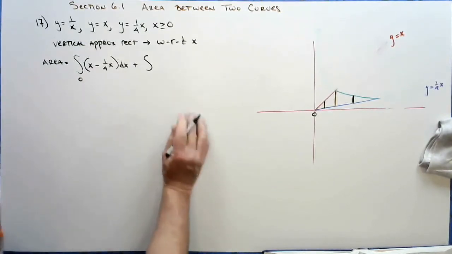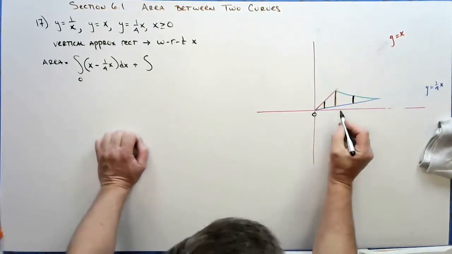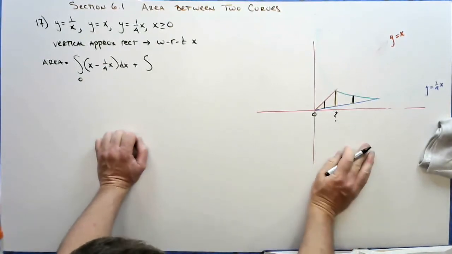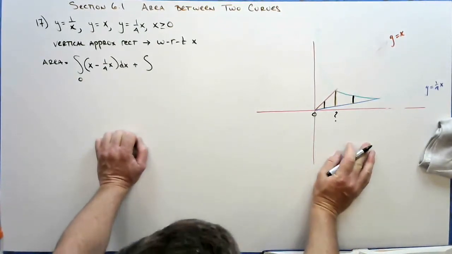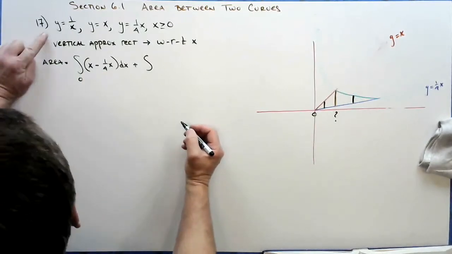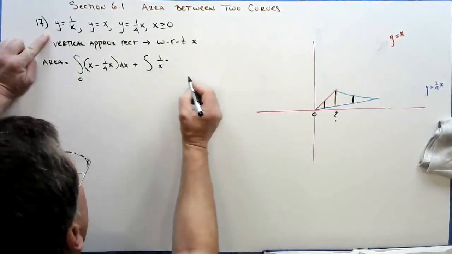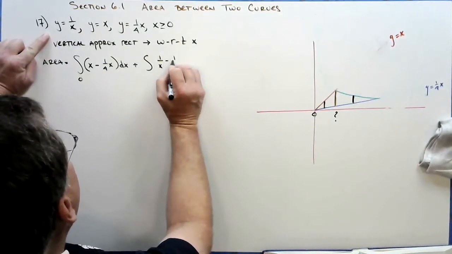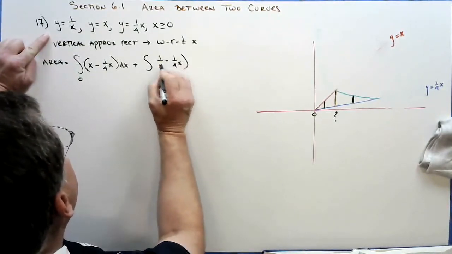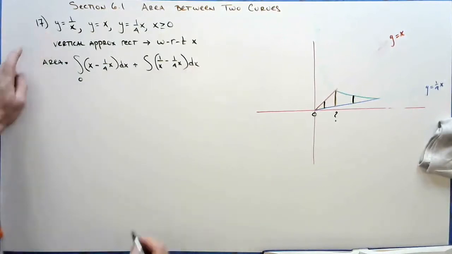Plus, I'm going to integrate. Now, I don't know what number that is. I haven't found that number. I'm going to have to find that. The top function is the hyperbola, 1/x, minus the bottom function, which is 1/4 x dx. So we have some arithmetic to do here. We have some algebra 2 to do. We got to figure out where these things intersect.